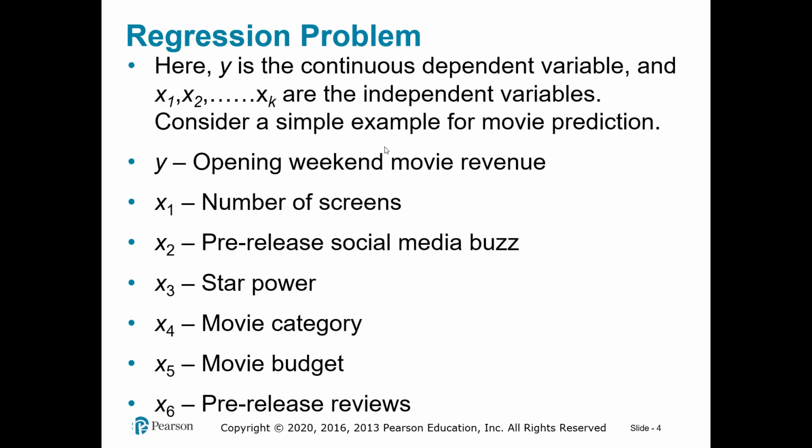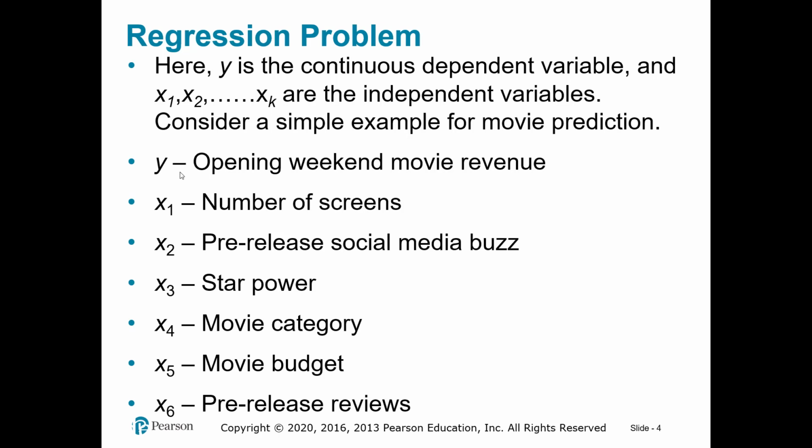Okay, so what I'm going to do here is give kind of two little examples. The first is a regression problem, and the second is a more traditional kind of class prediction problem, just so you can kind of see the difference. So here's a regression problem. We have a continuous dependent variable y, and then we have these independent variables x1 to xk. And what we're doing is we're trying to predict the opening weekend movie revenue. So this may be for advertising purposes, kind of how much concessions to do, etc., etc.